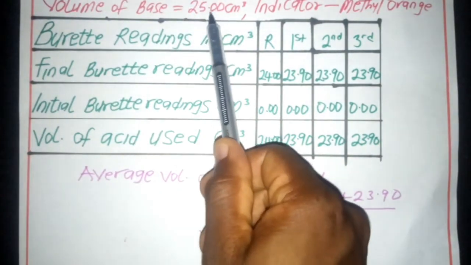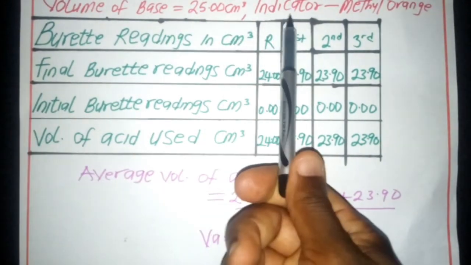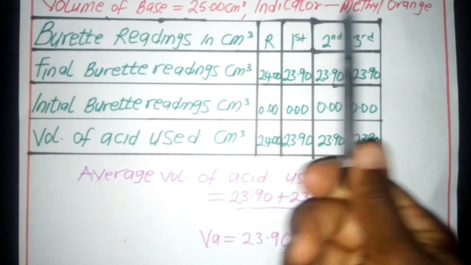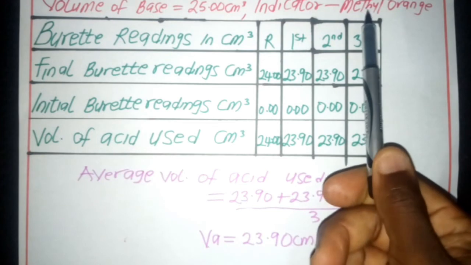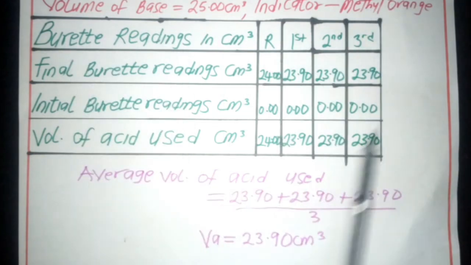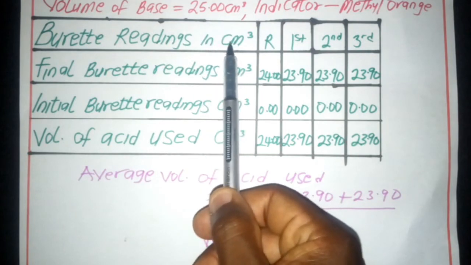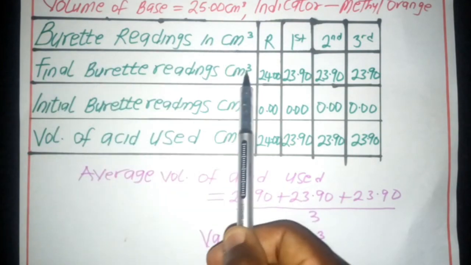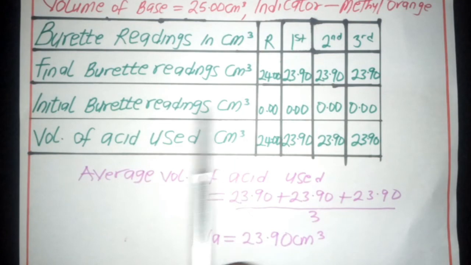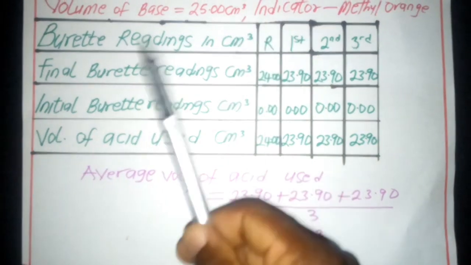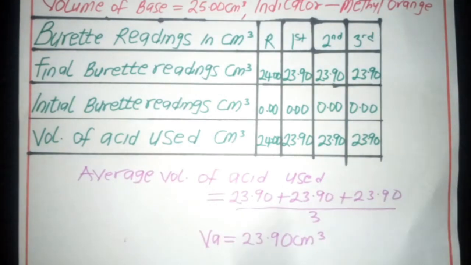Indicator. Of course, you were given methyl orange. That's the indicator you are given. So you write it there. Then coming to the table. I said burette readings in cm cube. Burette readings, the volume of acid used, cm cube. Then this first one is rough, first, second, third. Medium, and the one you want.